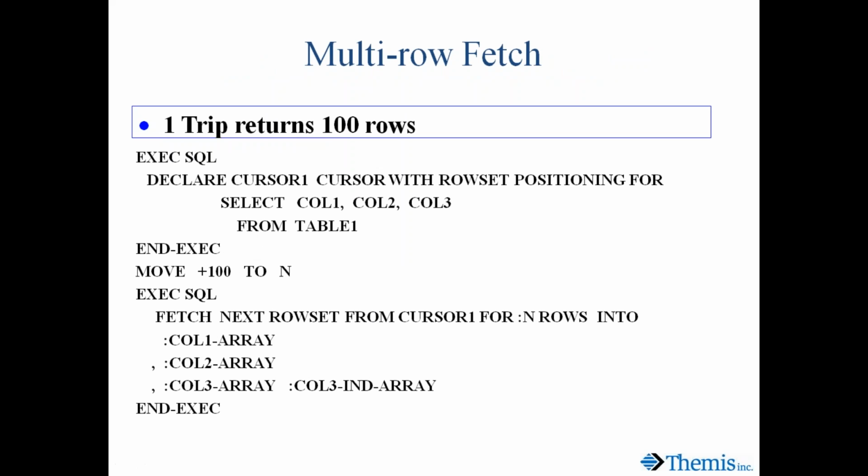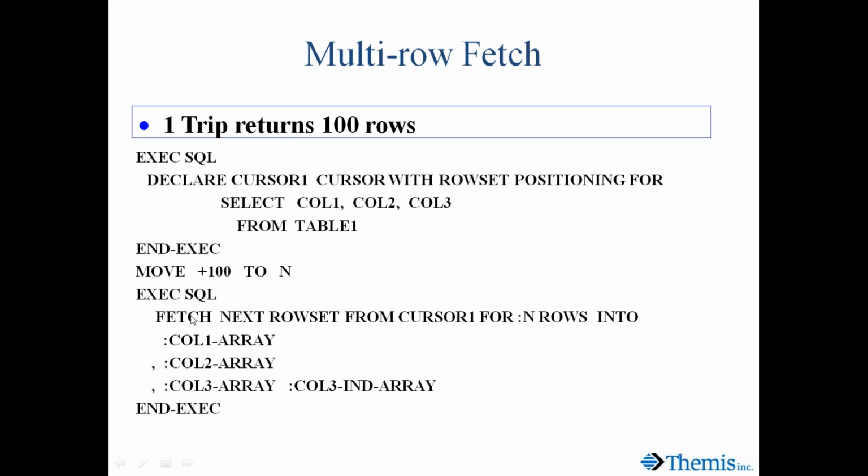For example, multi-row fetch. Instead of making 100 trips to DB2, you could make one trip to DB2. Exit your program into DB2 and pull back 100 rows at a time, for example. So you would declare your cursor with row set positioning. Set up a variable for the number of rows you want to fetch at a time. And I'm just going to fetch 100. 100 seems to be a good number to me in most instances. Now, there will be exceptions to that, but 100 works pretty good. Go grab me 100 at a time.